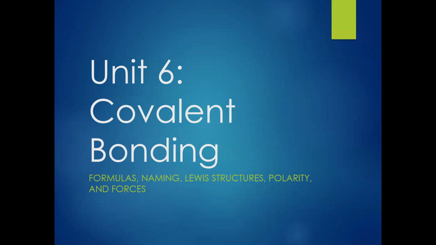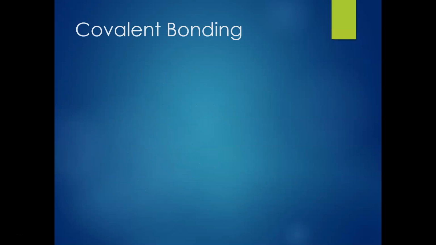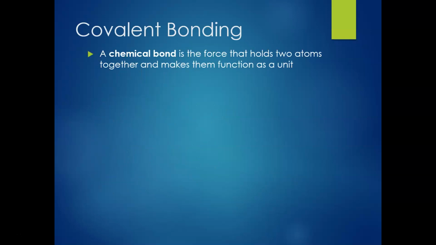In this video, we kick off our Unit 6 on covalent bonding. So what is covalent bonding? A chemical bond is the force that holds two atoms together and makes them function as a unit. We've already learned about one type of chemical bond, the ionic bond. Atoms form bonds to become most stable and to obtain an octet.